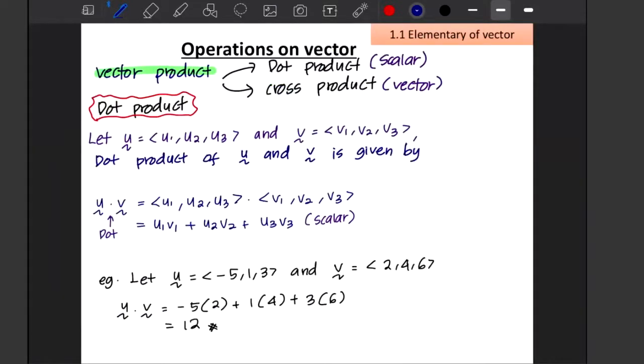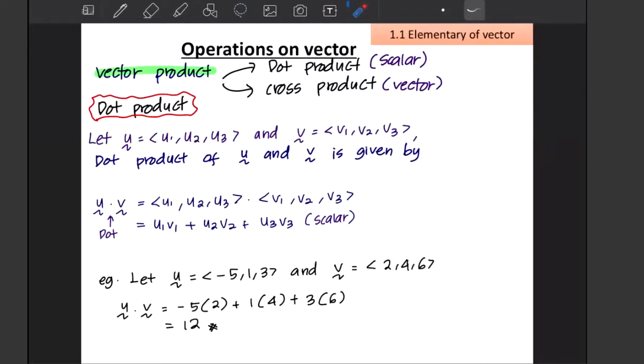Alright. We have vector product. We have dot product and cross product. When you do dot product, the answer will be in the form of a scalar number. But if you do cross product, the final answer will be in the form of a vector. This is how you check your answer.